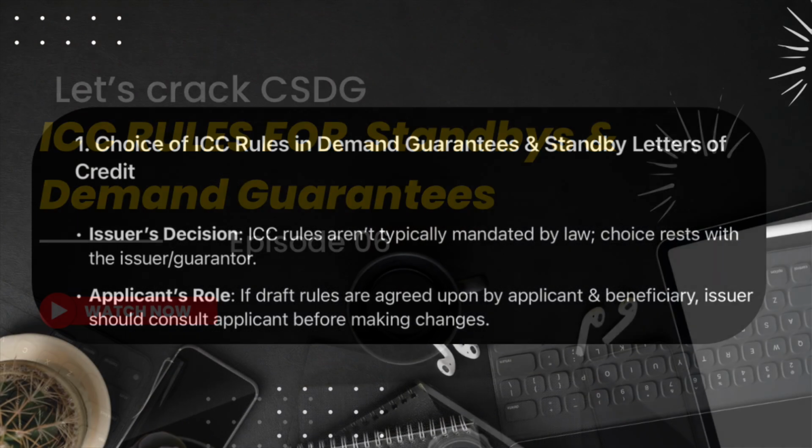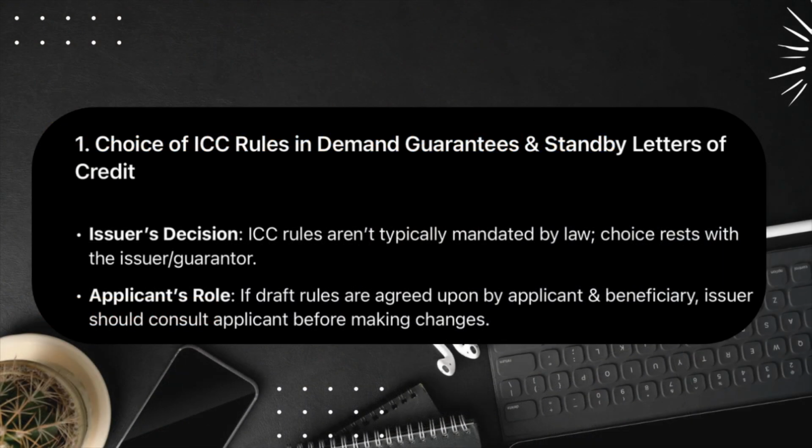In most countries, the decision to apply ICC rules to demand guarantees and standby letters of credit rests with the issuer or guarantor, which means not with local law. Here is how the process typically works. Often the applicant presents a draft guarantee or standby letter of credit that's been discussed with the beneficiary. If this draft does not include the right rules, the issuer should not make changes unilaterally. Instead, they should consult the applicant for approval.